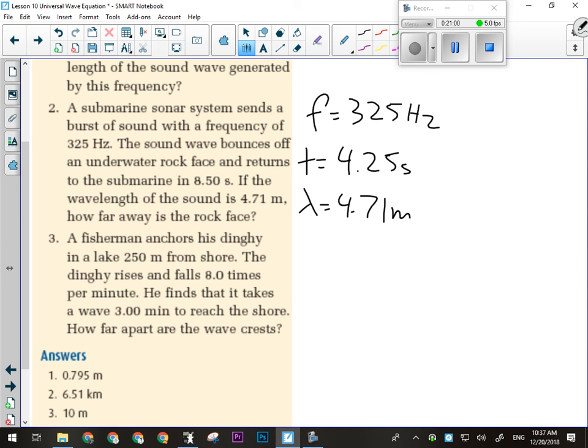All right, can I find speed with F and lambda? Right, I can use this. V equals F times lambda. I'm going to need that because if I'm going to find the distance, I need speed and time. So I'm going to find the speed first. That's going to be 325 times 4.71.